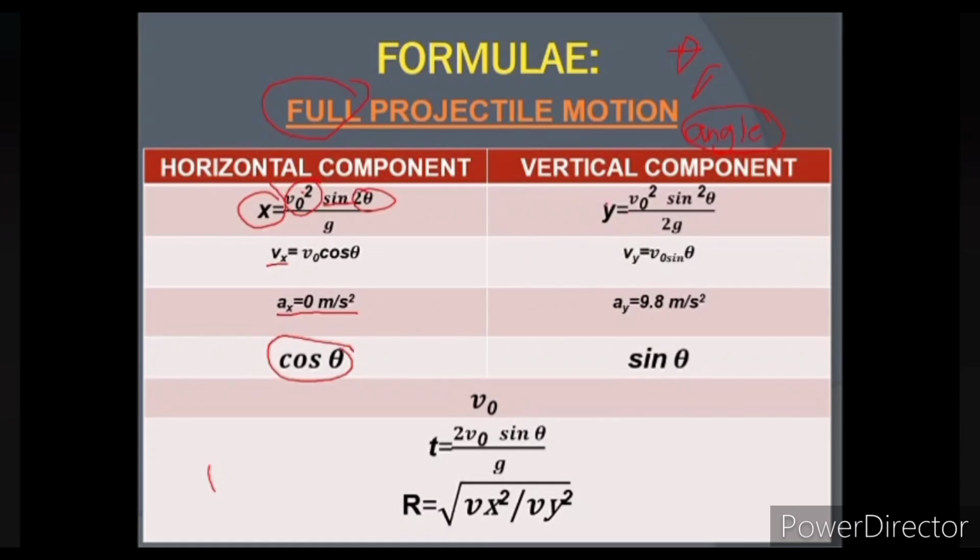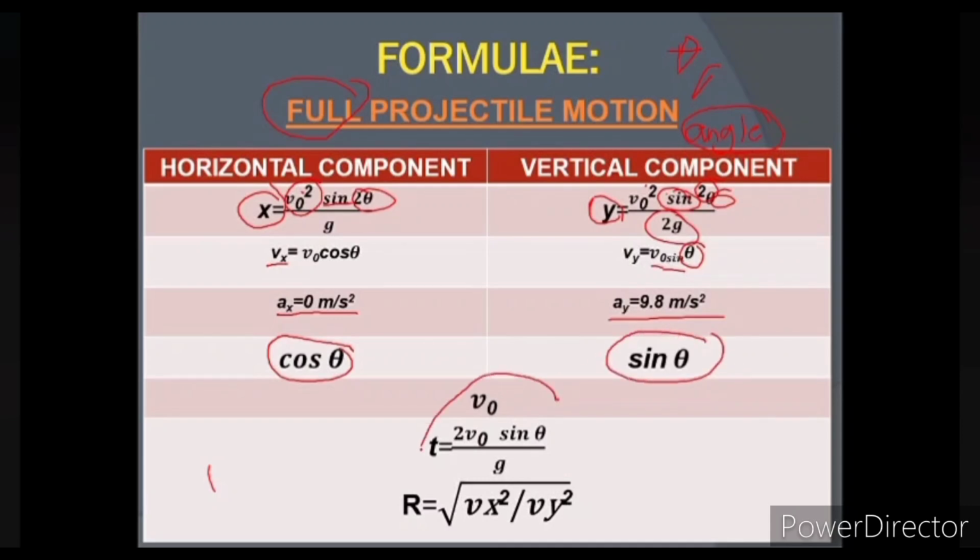Dito naman sa vertical, if you're looking for the height, we have here your velocity squared, sine squared theta, divided by 2 times the gravity. Pag hinahanap naman natin yung ating velocity sa ating vertical component, we have your velocity times sine theta. So, the acceleration for vertical component, same lang. We have the 9.8 meter per second squared. This is constant. And then, dito sa vertical component, ang ginagamit ay sine theta.